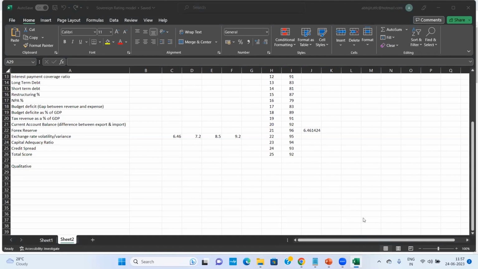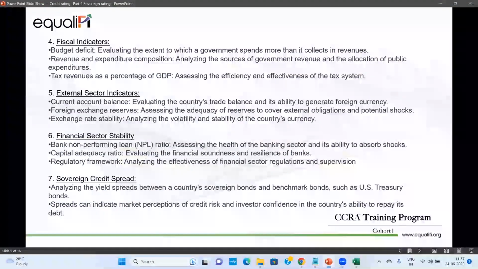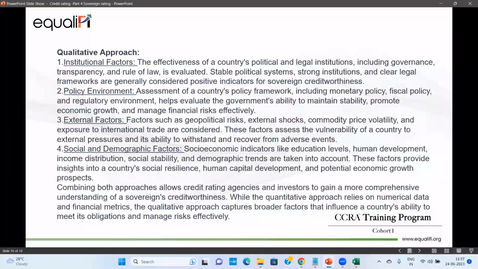Now coming to the qualitative factors. Yeah, it involves a lot of discussion, Praveen. I agree. But suppose this is quantitative, and this is qualitative. Now let us have a look on the points. When I talk about qualitative approach, institutional factors, now I say, yes, you are right. Suppose political systems, clear legal framework. I say the legal framework is clear. Praveen might disagree to that. Policy environment, monetary policy, fiscal policy are good.